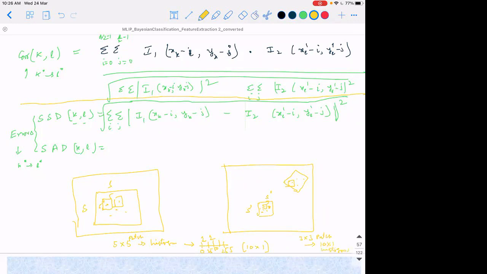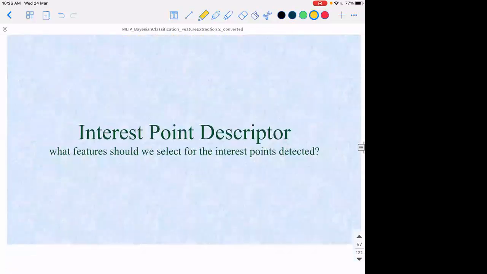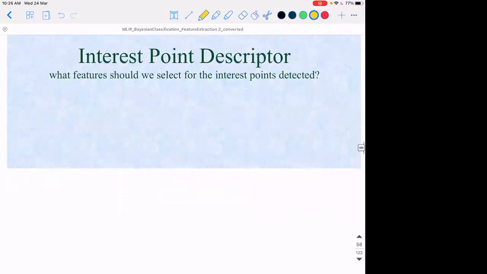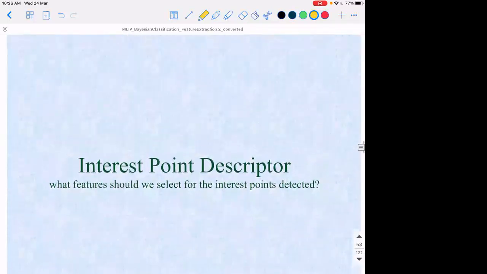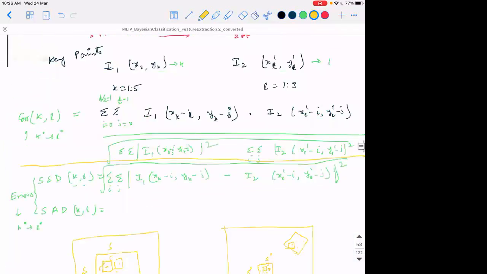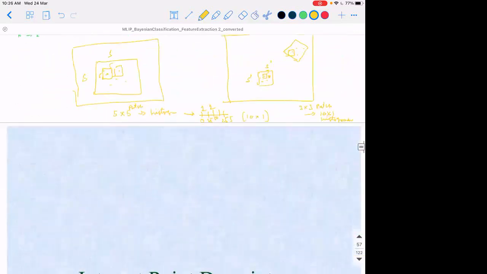Then I can compare. Is this fine or not? Okay. Is this fine? So this is another way. There are other elegant ways that we will discuss in this class now. So essentially the question we are trying to answer here is, at the given key points, what information should we look for? What features should we look for?